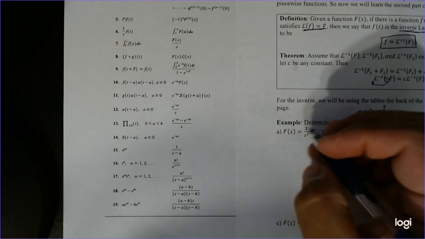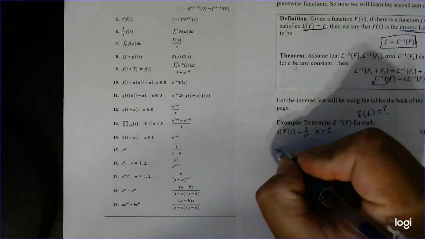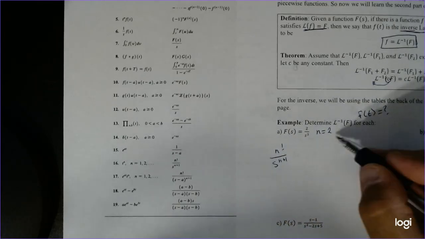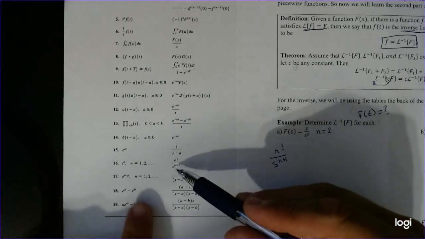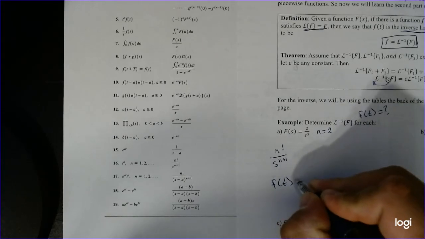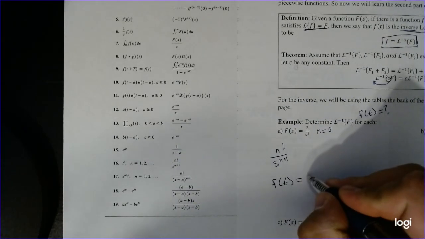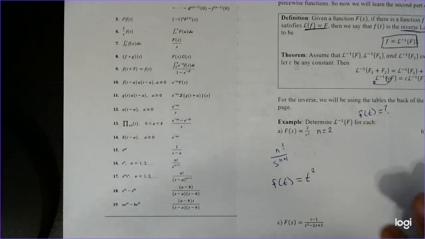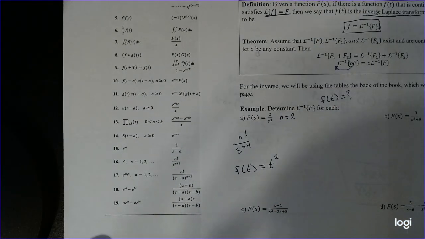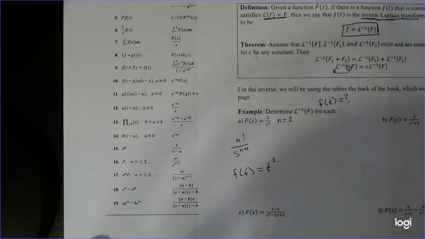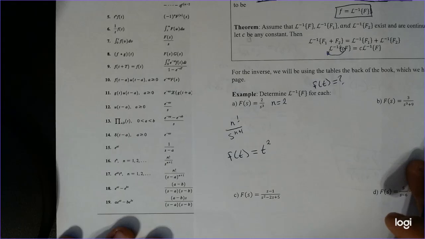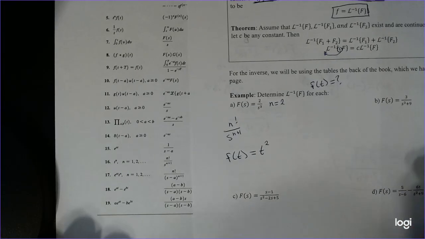This process looks like n factorial over s to the n plus 1. When n is 2, going backwards, our original function f of t will be t to the n power, or just t squared. That's how we use the tables to find the inverse Laplace of this transformation. Again, this is technically our last step to solving differential equations, going backwards now.